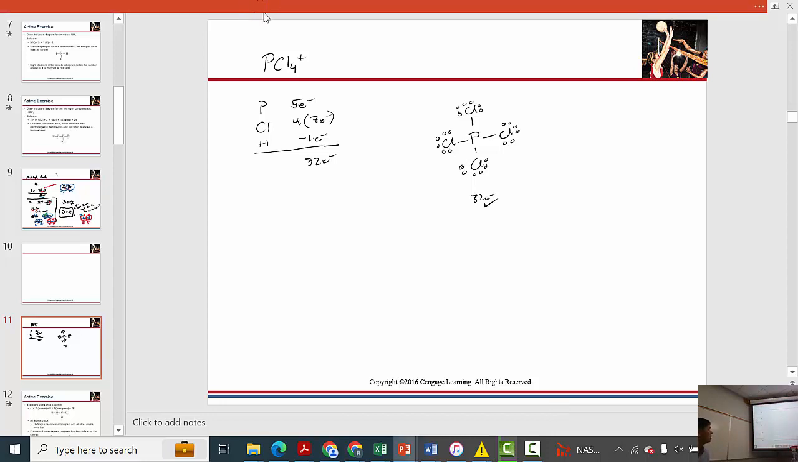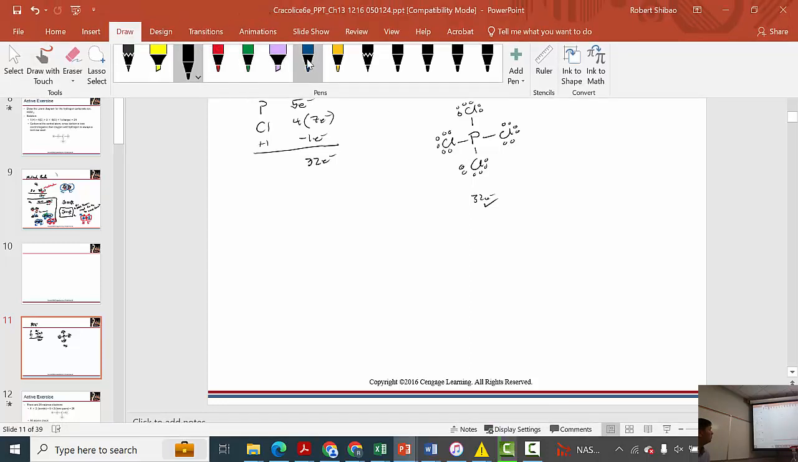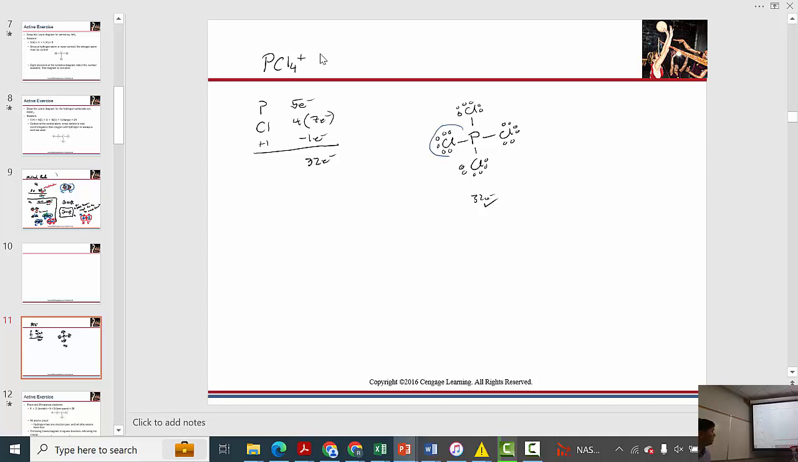Okay, then what do we check next? We'll check octets. And so we check octets and then count. How many electrons for chlorine? 8. And so all these are the same. All these have an octet. That's good. Those are 8 electrons. How about phosphorus? Phosphorus also has an octet, so that's 8 electrons. So this structure looks good.